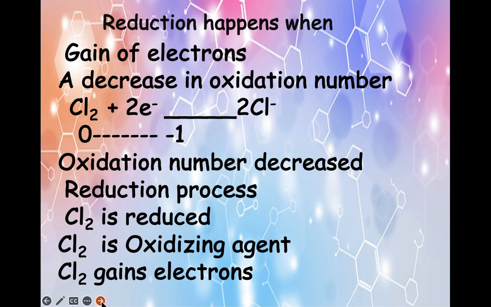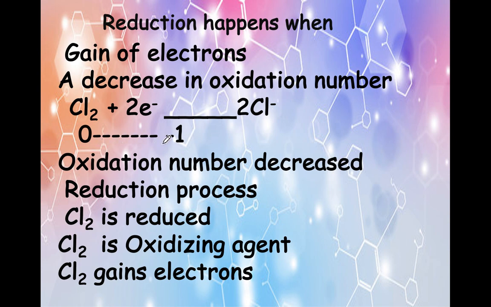For the opposite process, the same for reduction. It's gaining of electrons, and also there will be a decrease in oxidation number. The example here: chlorine gas gains 2 electrons and becomes chloride ion. What happened to the oxidation state here? For chlorine, it is not combined with any other atom, so the oxidation number is 0. For chloride ion, the oxidation number is -1.